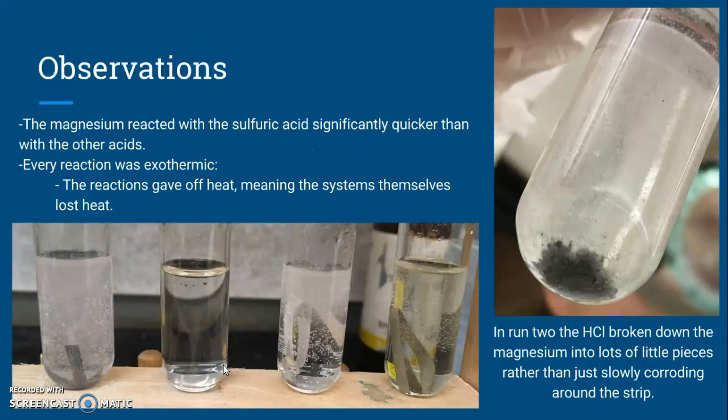We had several observations during our experiment. First, we noticed that the sulfuric acid reacted much more violently with the magnesium than the other 3 acids. It only took about a few minutes for the reaction to completely occur, and at the end there was no magnesium left. We also noticed that all 4 of the reactions were exothermic because the test tubes were very hot to the touch. We also noticed that in run 2, the hydrochloric acid broke down so much that we were unable to calculate its mass because it was in all little pieces rather than one large hunk of magnesium that we could pull out of the test tube.